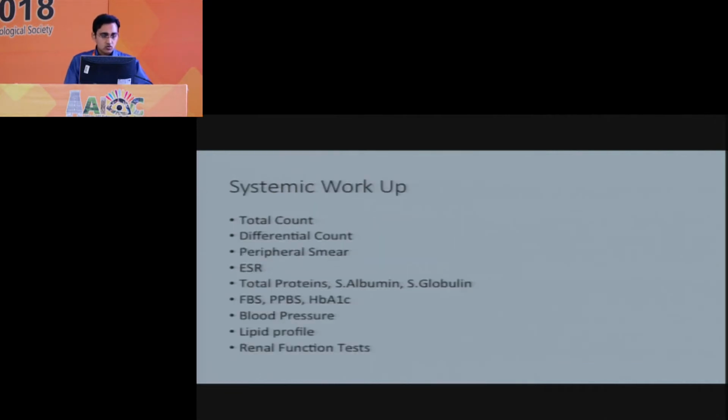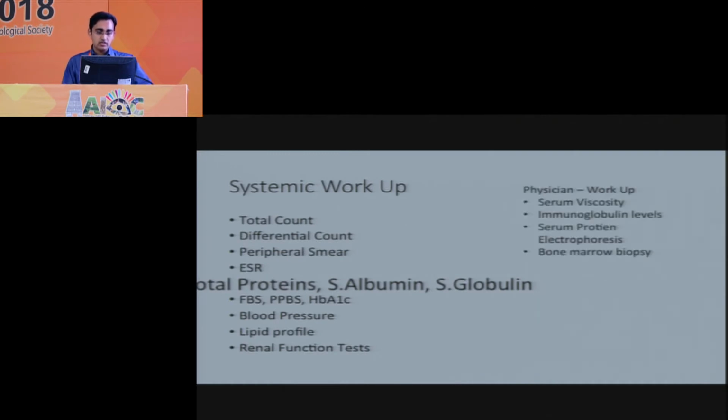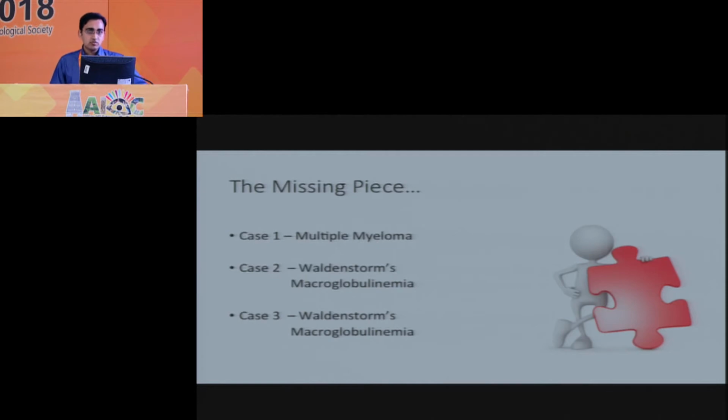So we decided to go ahead with the systemic workup, which turned out to be normal except for total proteins, serum globulin and albumin globulin ratio. Patient was referred to physician for further workup for hyperviscosity syndromes, who did serum viscosity, immunoglobulin levels, protein electrophoresis, bone marrow biopsy, and the results were surprising. Case 1 turned out to be multiple myeloma, and case 2 and 3 turned out to be Waldenstrom's macroglobulinemia.